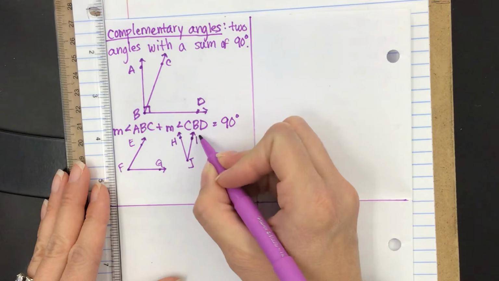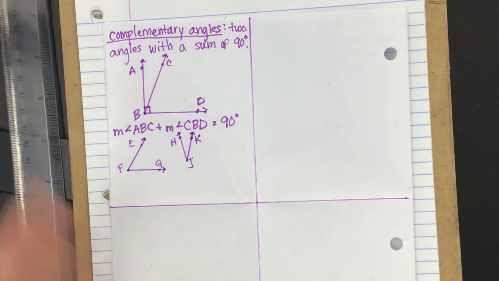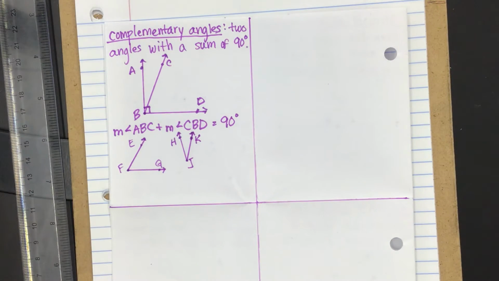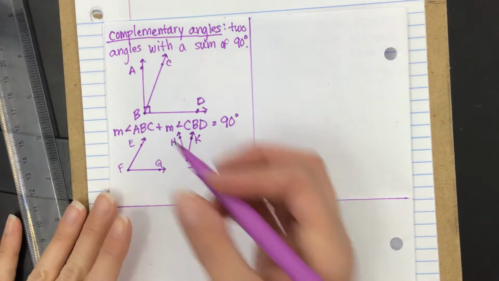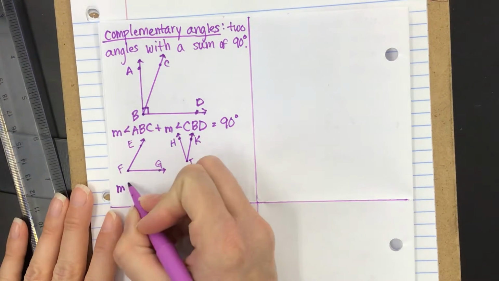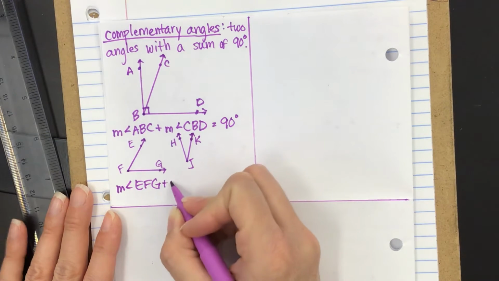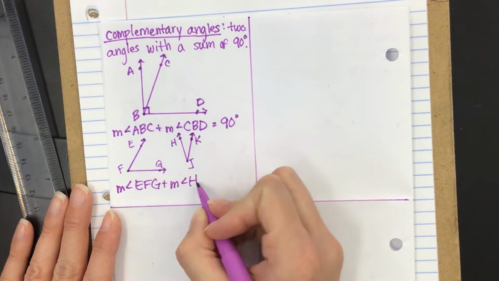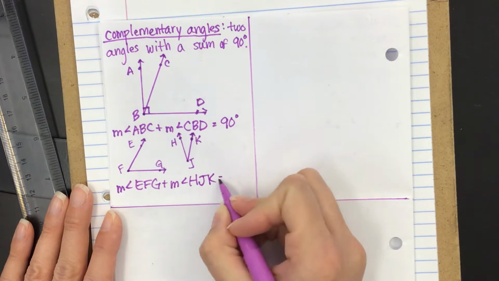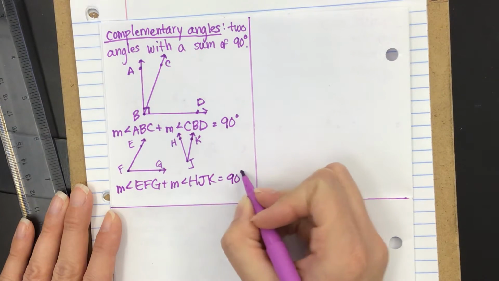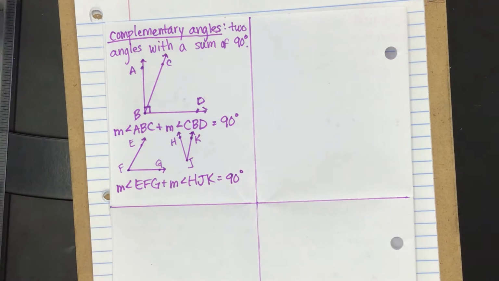Okay, all right. So if the two angles add up to 90 degrees, they're also considered complementary. So this is the measure of angle EFG plus the measure of angle HJK is equal to 90 degrees.